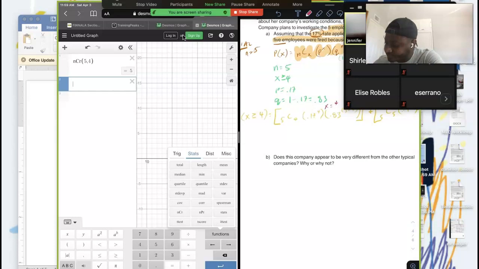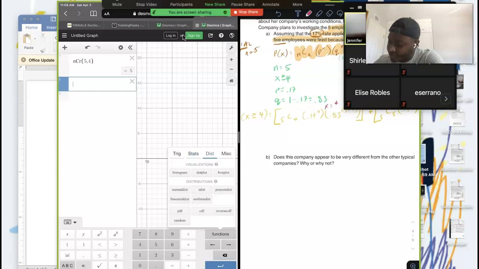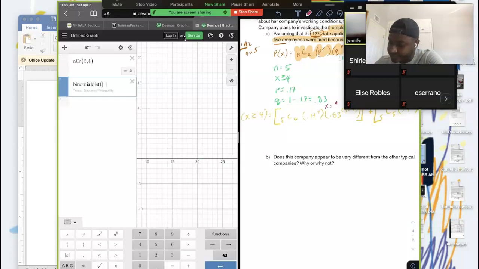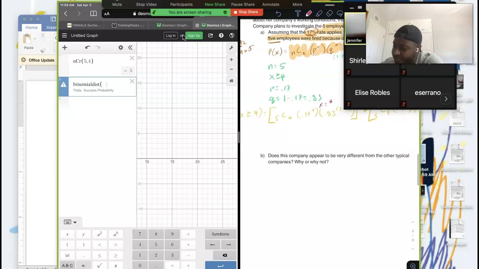distributions, and then binomial distribution. And then you're going to enter in the number of trials and then the probability of success. So here the number of trials is going to be 5, comma, your probability of success. So our probability of success is 0.17, and then hit enter.